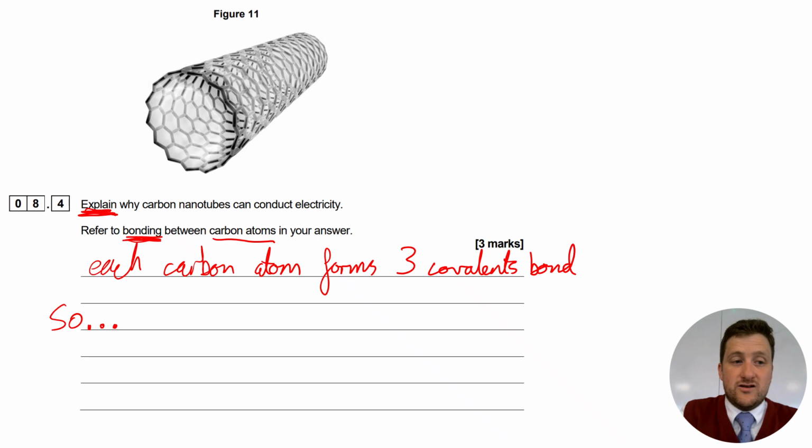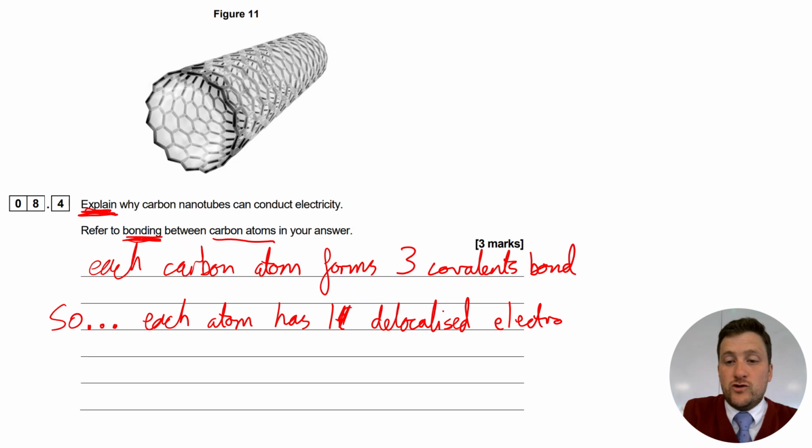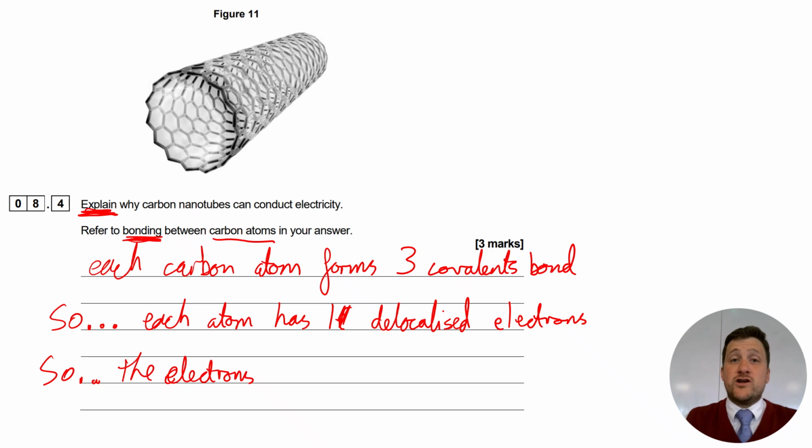This is my explain. So each atom has 1 delocalized electron. I've done it in the wrong place. 1 delocalized electron. So if there are only 3 covalent bonds for each carbon atom, then they're going to have a spare electron. It's going to become a delocalized electron. Why is that important? So the delocalized electrons, what do? Not just delocalized, they can carry charge.